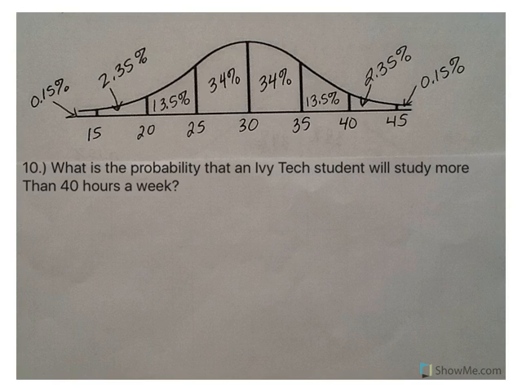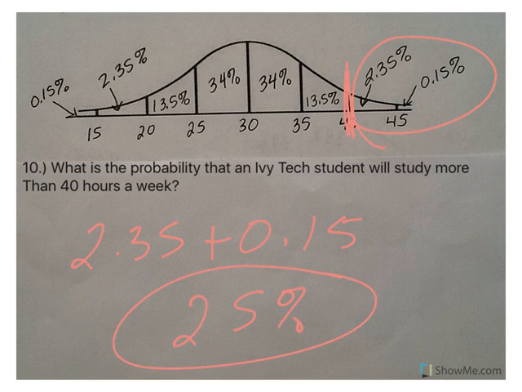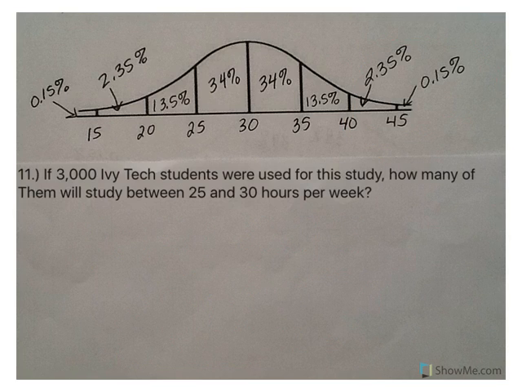Number 10, what is the probability that an Ivy Tech student will study more than 40 hours? Well, here's 40, more is to the right. So when I take the 2.35 plus 0.15, I get 2.5% chance that it's going to happen.